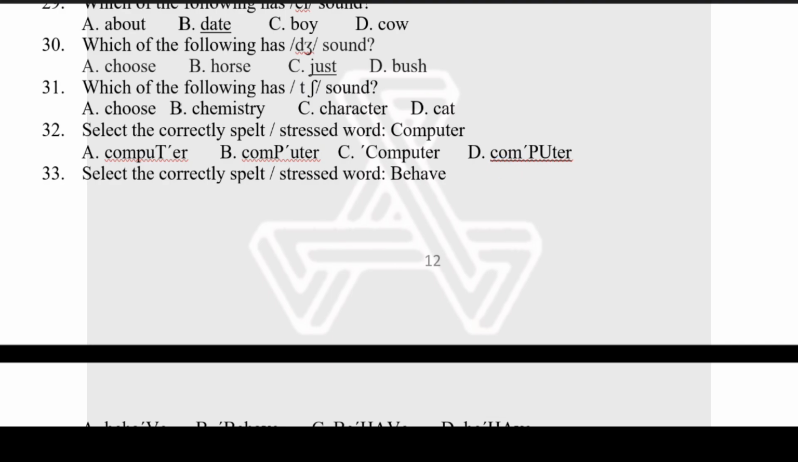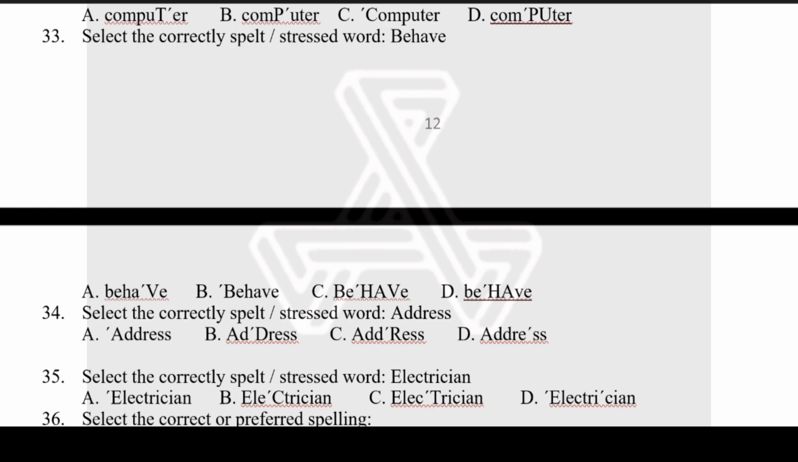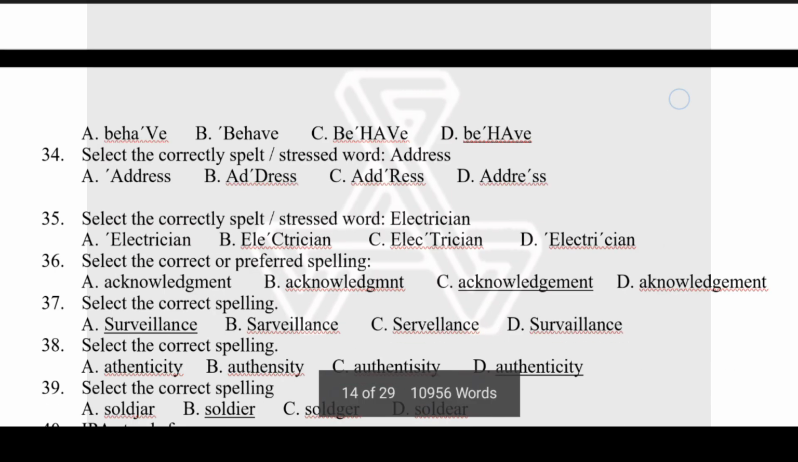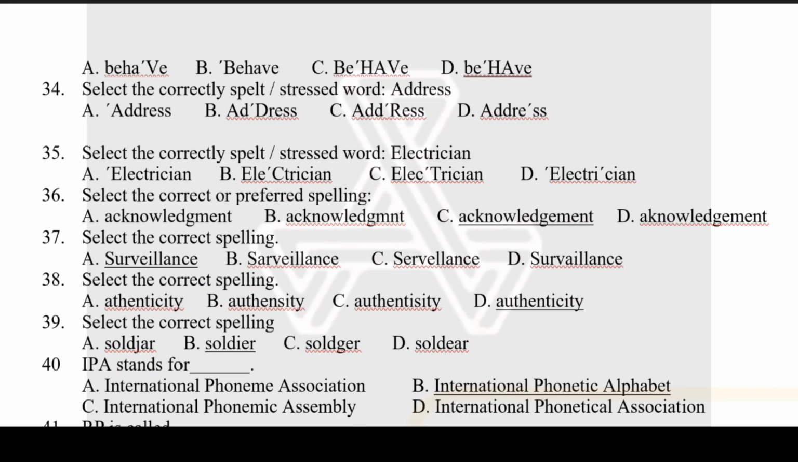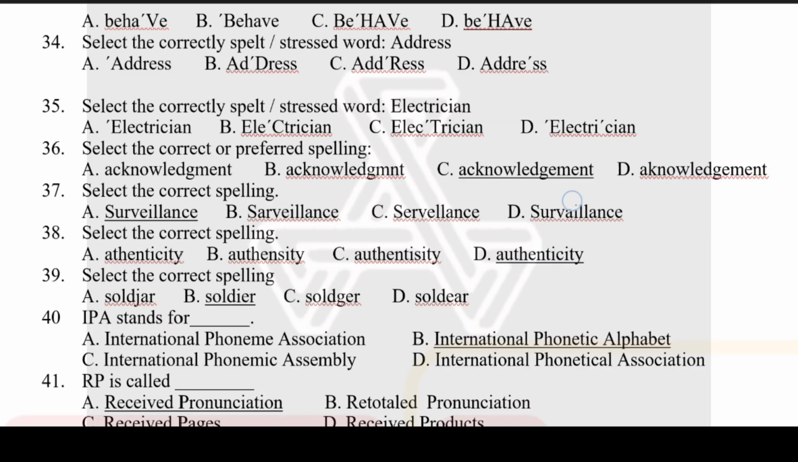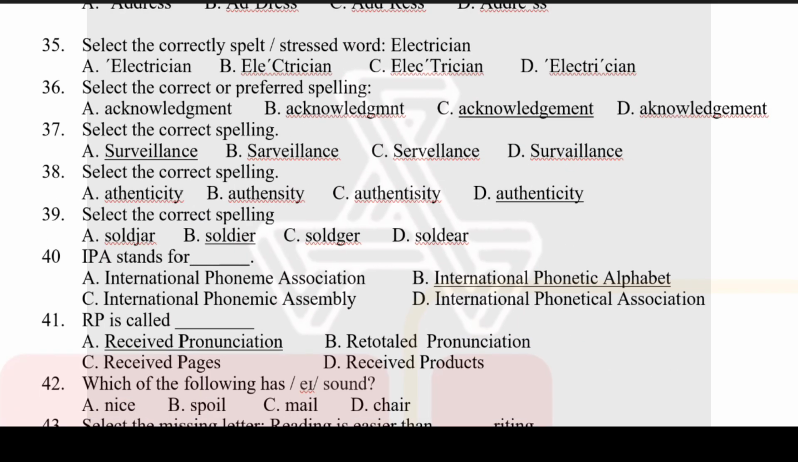Select the correctly spelled or stressed word: computer. Select the correctly spelled or stressed word: behave. Select the correctly spelled or stressed word: address. Select the correctly spelled or stressed word: electrician. Select the correct or preferred spelling: acknowledgement. Surveillance. Authenticity.